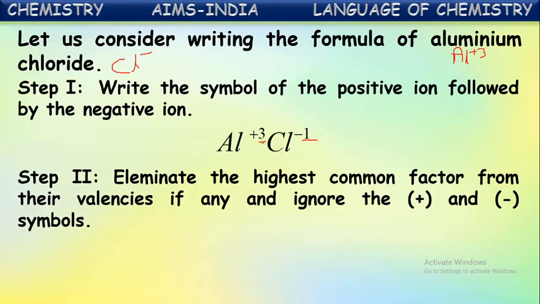Without eliminating any common factor, because there is no common factor between 3 and 1, we just ignore the positive and negative symbols. Now they become Al3Cl1. Because there is no common factor in their charges, we won't eliminate anything, we just ignore the positive and negative symbols in their charges. We go to the third step.